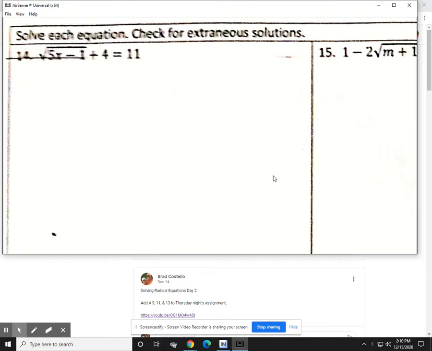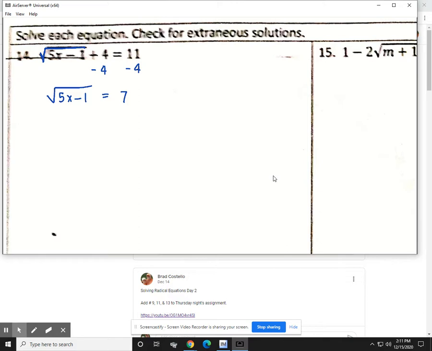So here we go. Remember, with number 14, my first initial thought is I've got to get this radical and everything under that radical isolated. So in order to get that done, I've got to take that plus 4 and move it out. I do that by subtracting 4. So the square root of 5x minus 1 stays underneath that radical on the left side. But on the right side, 11 minus 4 is 7.